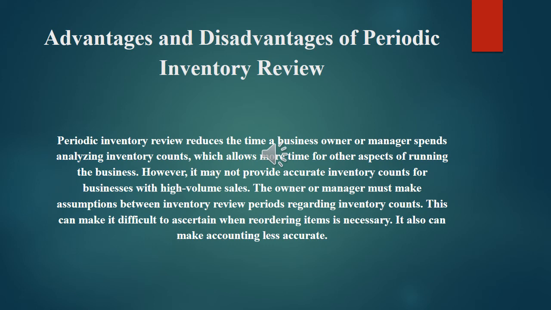This can make it difficult to ascertain when the ordering item is necessary, and it can also make accounting less accurate. Because of these assumptions, inventory assumptions between the review period, between one period and the other. In case you need to adjust your review periods from every 2 weeks to 3 weeks, this is not good. This assumption is not good.